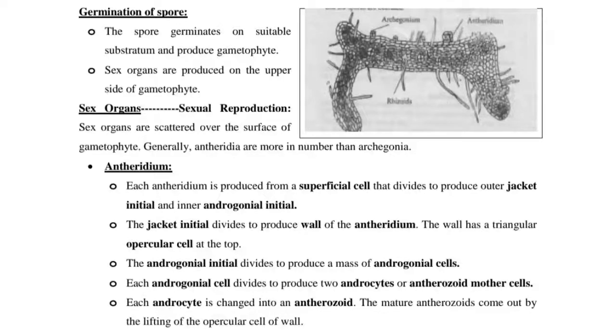Antheridium. Each antheridium is produced from a superficial cell that divides to produce an outer jacket initial and an inner androgonial initial. The jacket initial divides to produce the wall of the antheridium. The wall has a triangular opercular cell at the top. The androgonial initial divides to produce a mass of androgonial cells. Each androgonial cell divides to produce two androcytes or antherozoid mother cells. Each androcyte is changed into an antherozoid. The mature antherozoids come out by the lifting of the opercular cell of the wall.